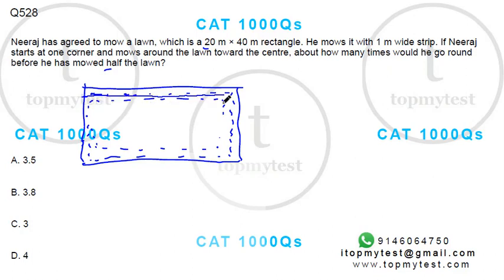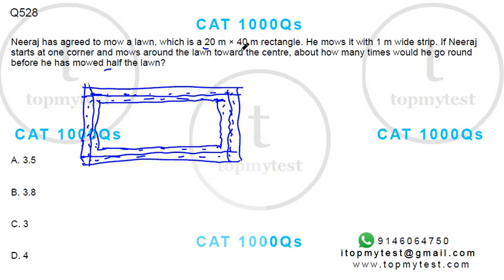So in the first round he will reduce each dimension by 2 units, 1 meter here, 1 meter here. The second time he'll again go by 2 meters, and so on. You need to find how many rounds until he has mowed half the lawn. So he should have mowed half the area.